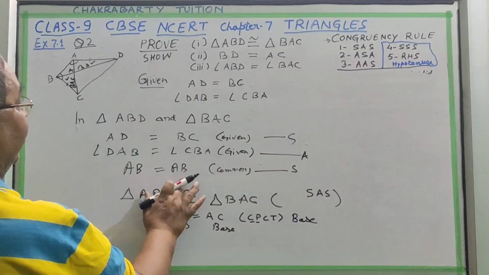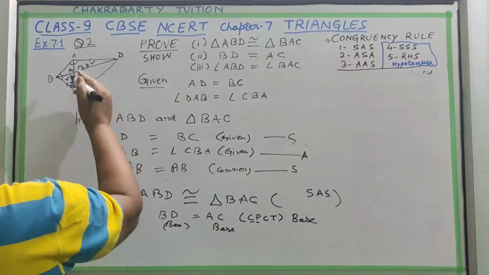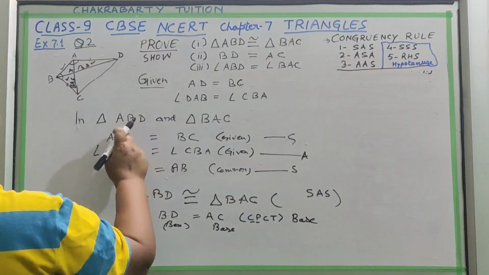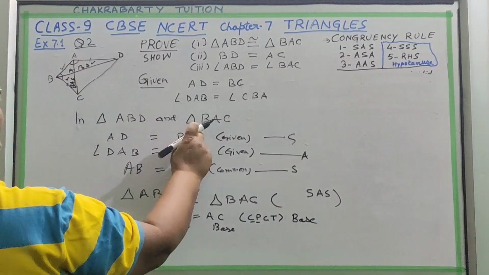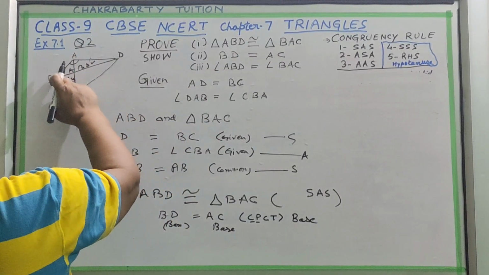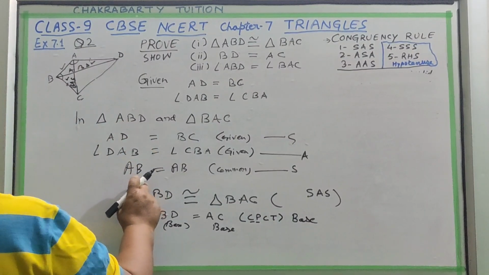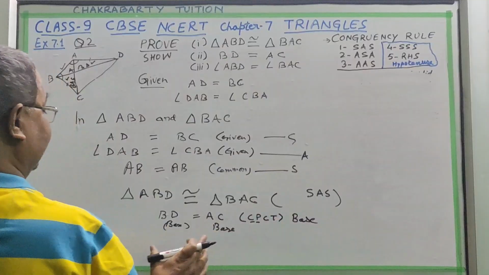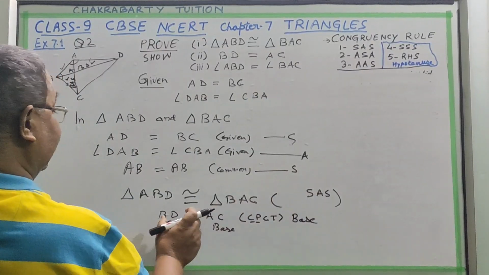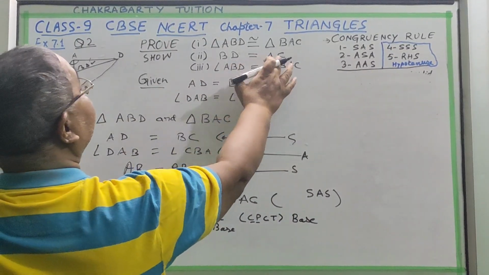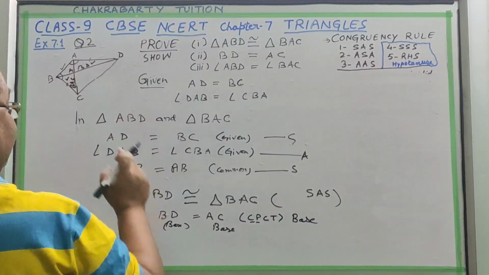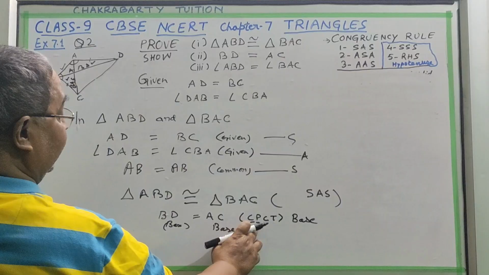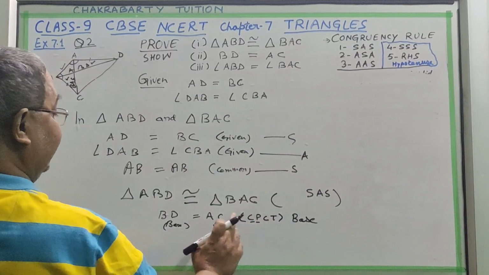So here we have made a change, AB equal to AB. This AB line is in triangle ABD, and in triangle BAC also, the BA line is there. BA or AB, whatever it is, is the common line. Side angle side is our criteria, and if this is the criteria, BD will be AC. Corresponding parts, base and base, of corresponding triangles are equal.